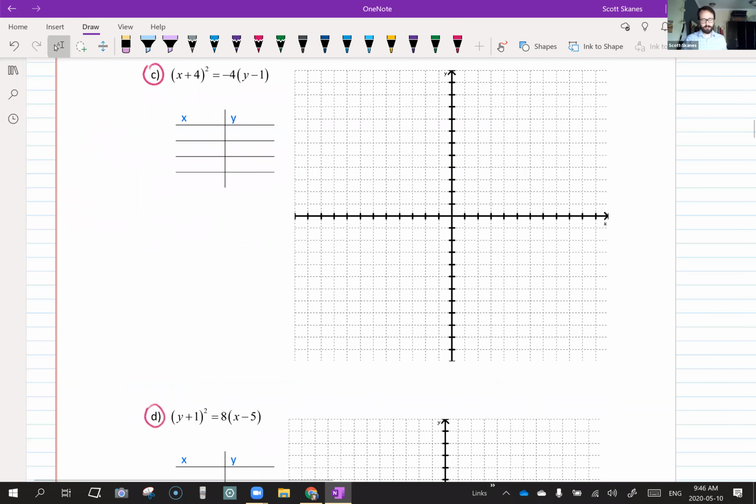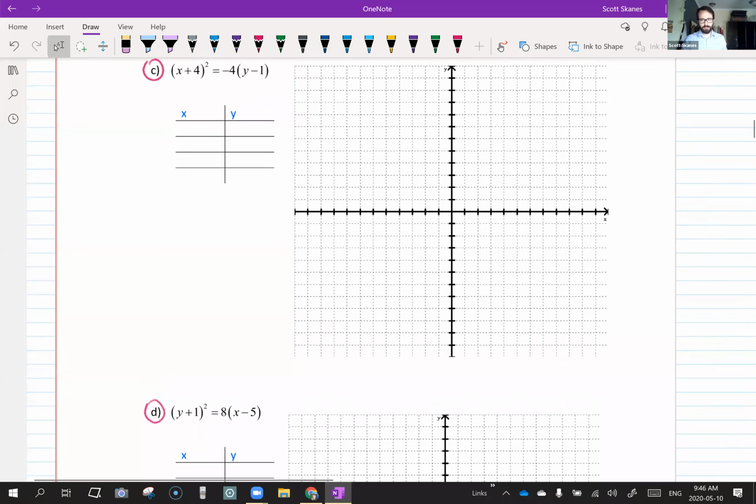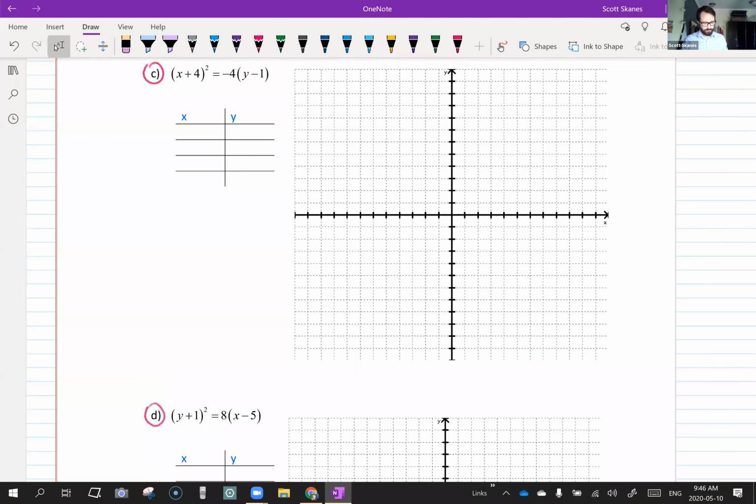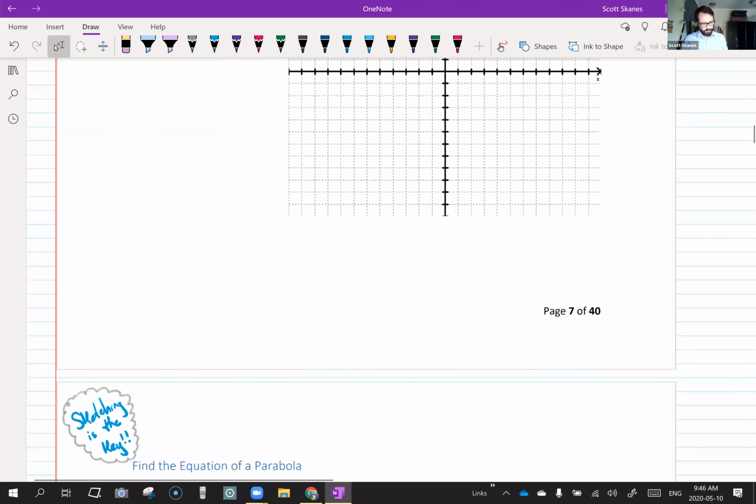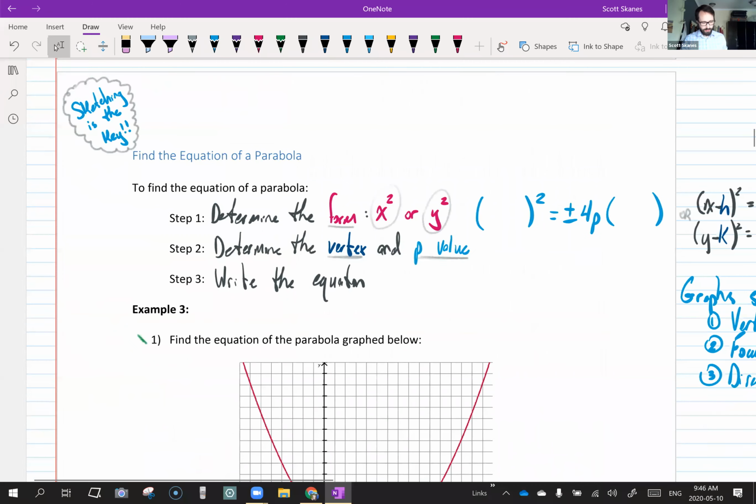C and D, you can do yourself for homework. There's nothing really special about them. They're basically the same concept, so just try it yourself. And then the final thing we're going to do for parabolas is finding the equation of a parabola. And this one's quite simple. You don't really need to sketch too much. You just look at what you've been given and follow 3 steps and write the equation based on those 3 steps.